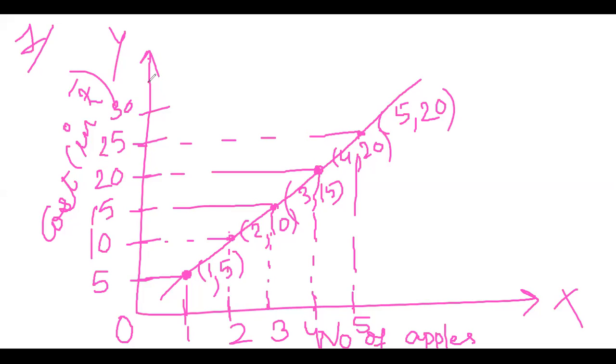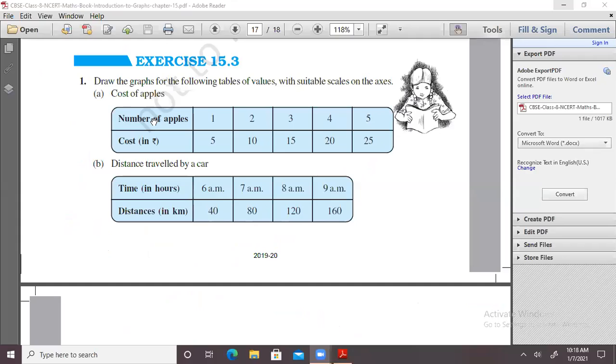So this was the first question, part A. Second is also the same. Second part of the question that is given here: distance traveled by a car. Time is given, that we will take on x-axis. Distance is given in kilometers, that will take on y-axis. Here already the equal gap is given, 40, 80, 120, 160, a gap of 40, so you can also do it like this. Okay, we'll start from 0.